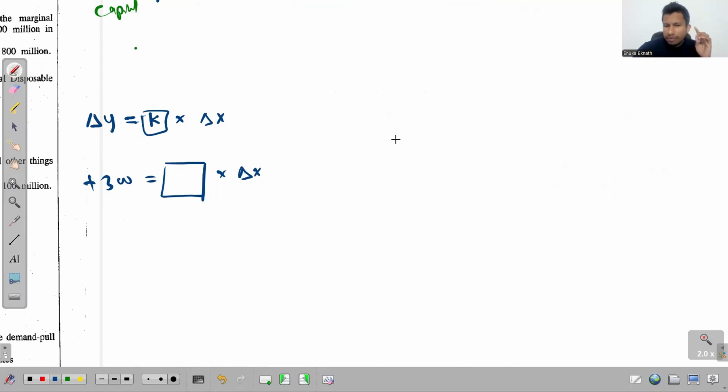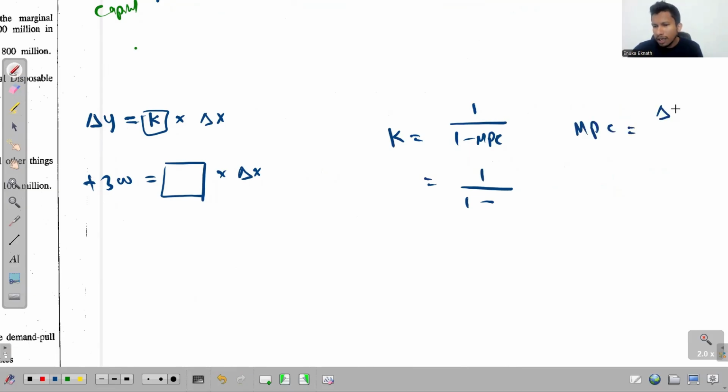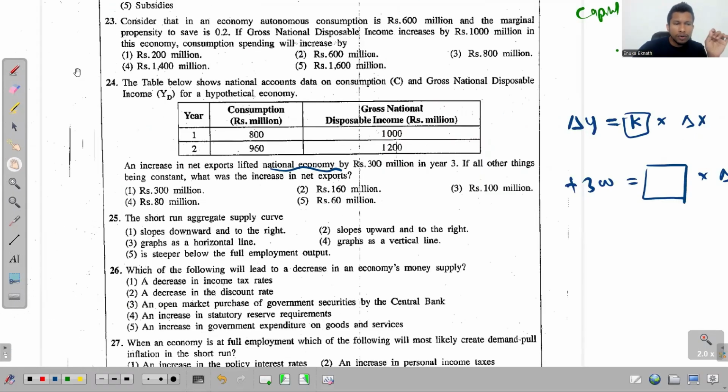Hope you remember that this is not the first time that we discussed this. We have discussed this in many of the past paper questions. So the autonomous multiplier is equal to 1 over 1 minus MPC. You need to find this MPC. How do we find this MPC? MPC is calculated as delta C over delta YD, and that's why in the question we get this table.